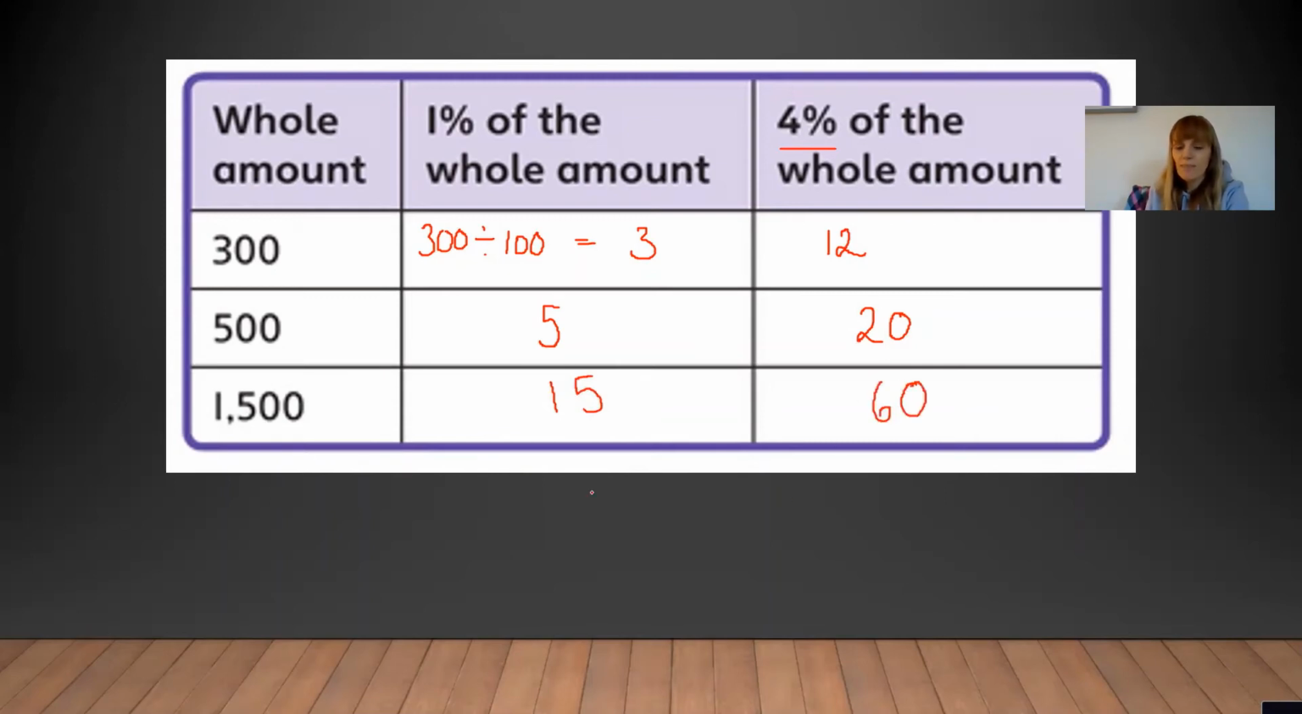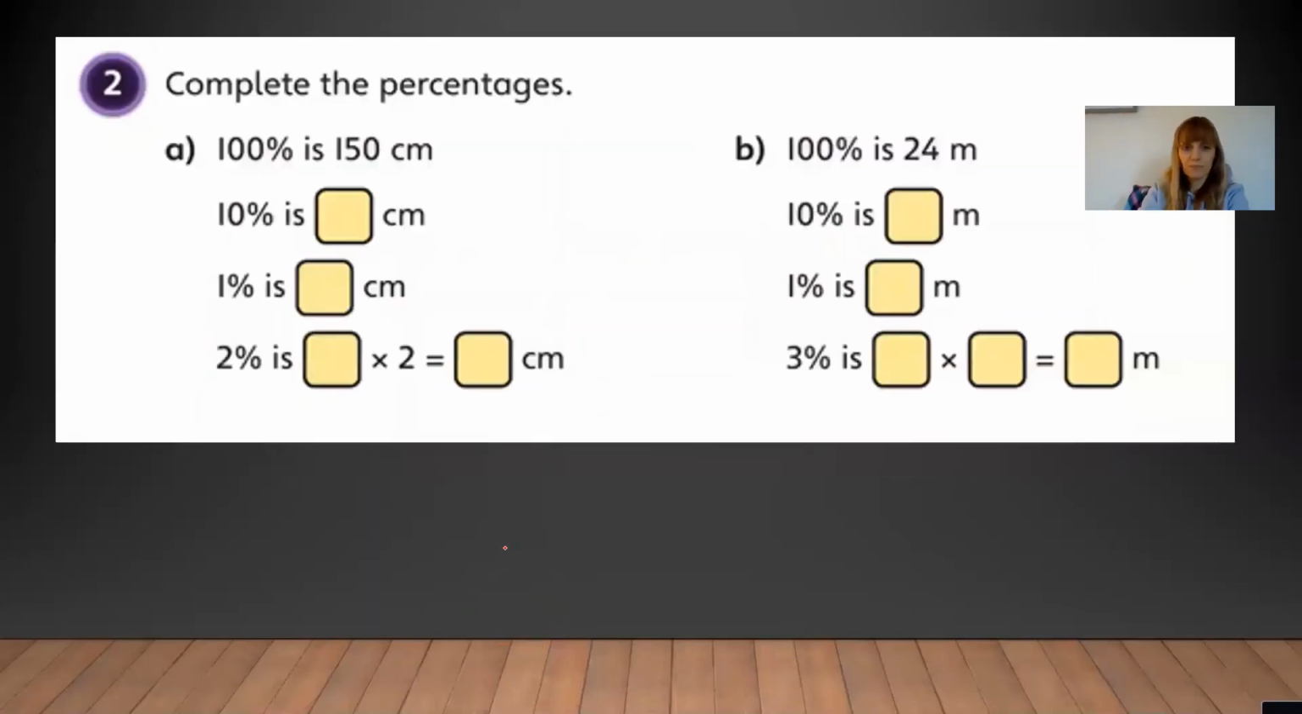60. Now remember, if you're a bit unsure how to multiply by 4, you can always use a column written method to make sure that your answers are accurate. Okay, so there is my calculation of 15 times 4. Now you have some of these in your books where it's completing the percentages.